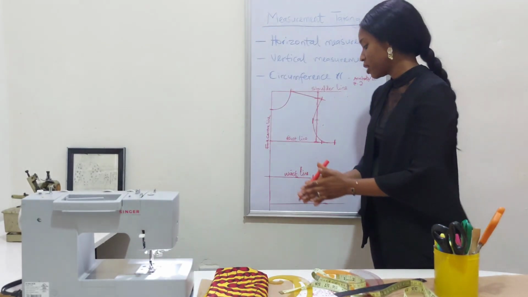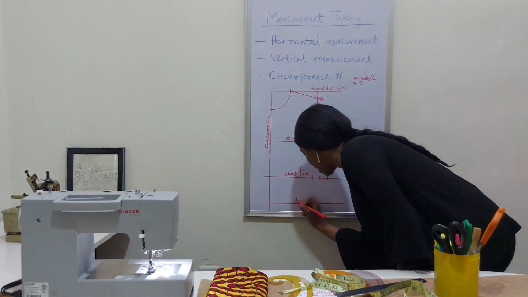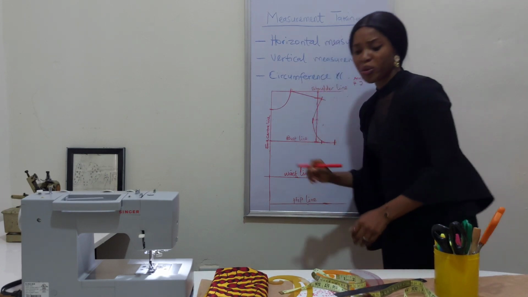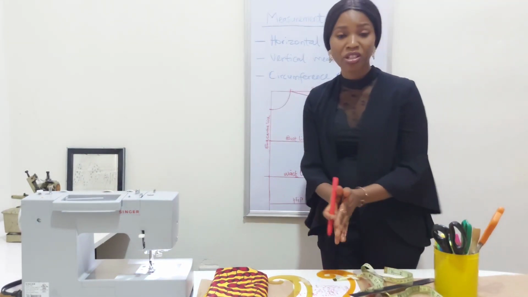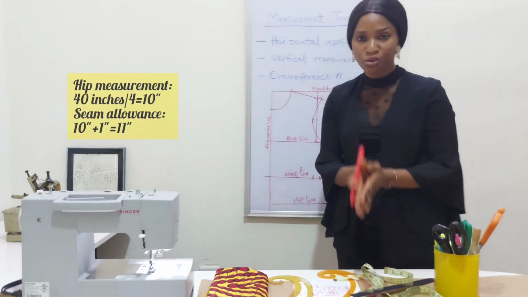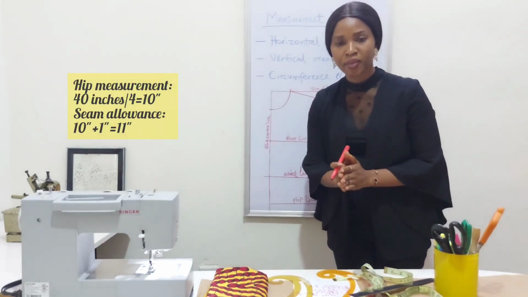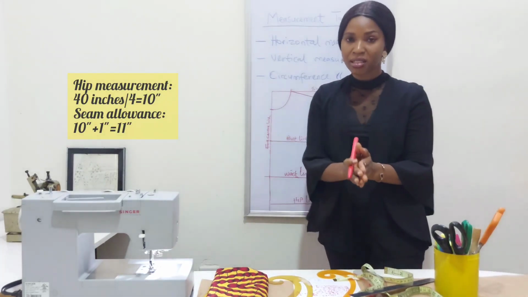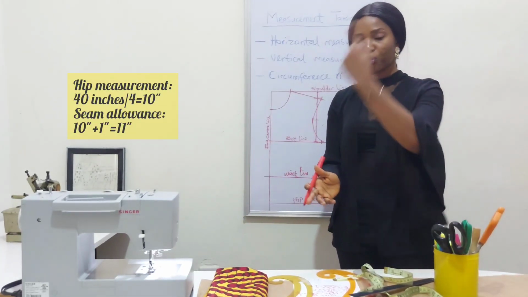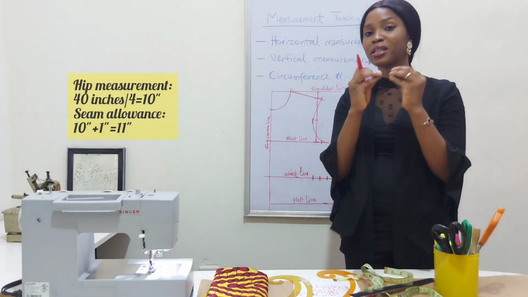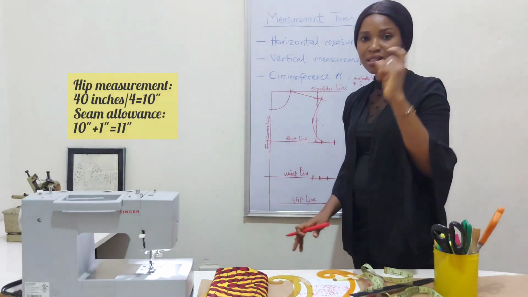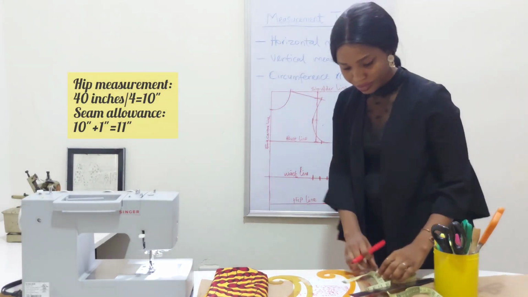Now the hip line, let me write it there, hip line. I'm going to be measuring my hip, but I've done that already. My hip is 40. If I divide it by 4, because it's also a circumference measurement that has to do with 360 degrees, it will give me 10. So I'll mark 10 and add my seam allowance to it.